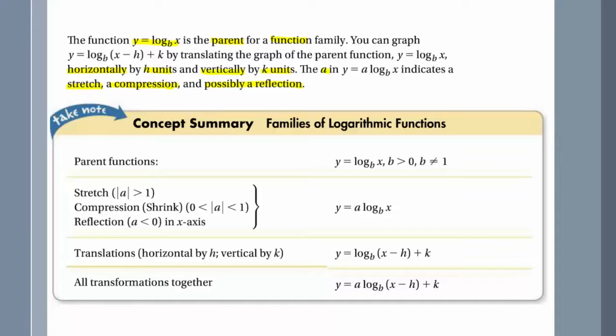In this table, you see all of the transformations that can occur to the parent function of the log. If a is greater than 1, it stretches it. If a is greater than 0 but less than 1, it shrinks it. If a is less than 0, it is a reflection in the x-axis. A translation occurs horizontally by h and vertically by k. And this is what it looks like when it's put all together.